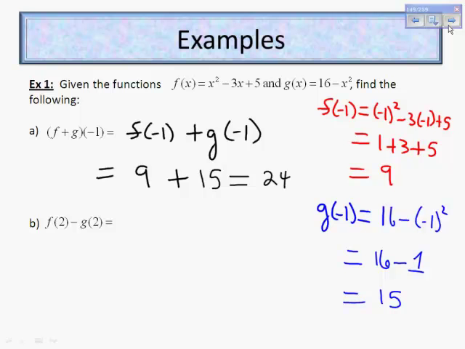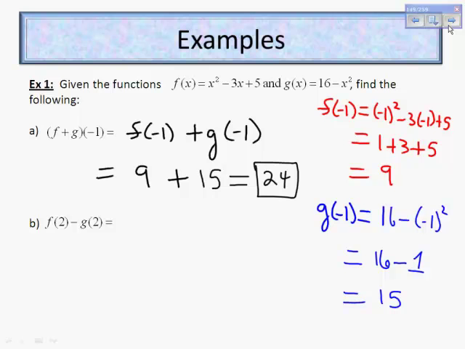So it asked me to find f plus g of negative 1. I rewrote it using my definition, and then I just did what it said. We all know how to do f of negative 1 like we did back in 7.1. We all know how to do g of negative 1 like we did back in 7.1. And so f plus g evaluated at negative 1 is positive 24.